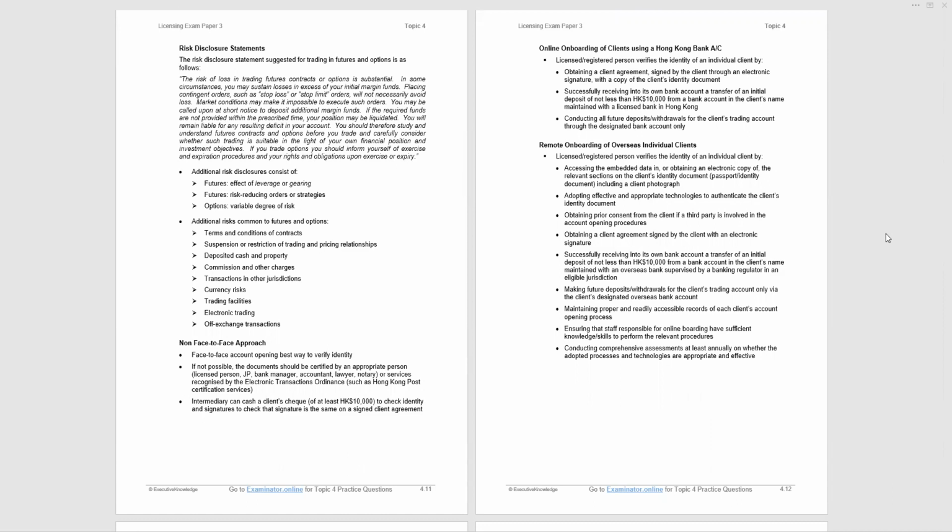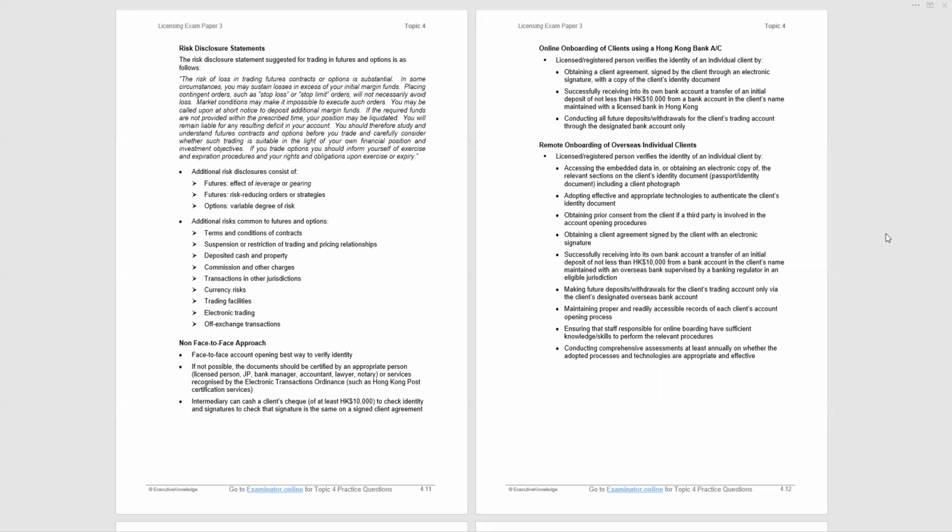Now, there's a large paragraph that they recommend you should put in a client agreement. I'm not going to read it all, but I recommend that you do. The risk of loss in trading futures contracts or options is substantial. In other words, you can lose a lot of money trading futures and options because the prices move very quickly. Read that paragraph. They don't examine the paragraph in whole, in total, but they have set questions that are digging into some of these points that are included in the paragraph.